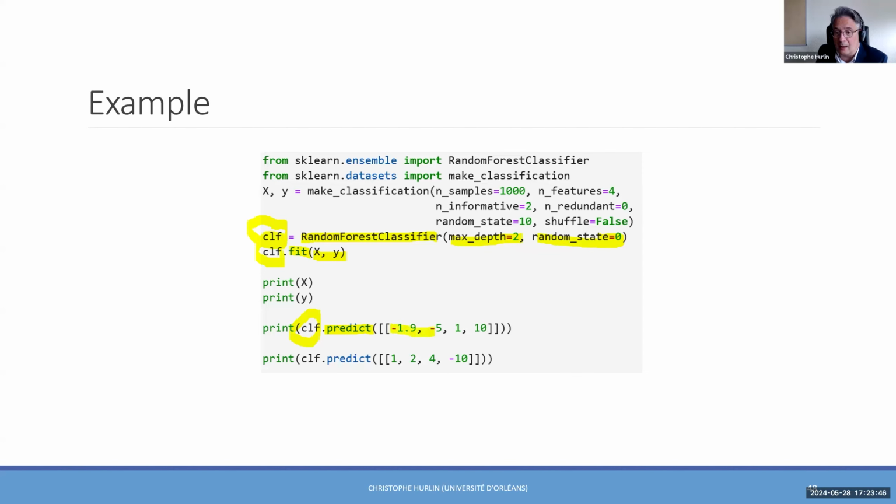And here I give the value for the 4 features. So X1, X2, X3, X4. So it corresponds to an individual. And then this program will print the value of the forecast Y for this individual, where X1 is equal to minus 1.9, minus 0.5 for X2, 1 for X3, and 10 for X4, etc. Is there any question?